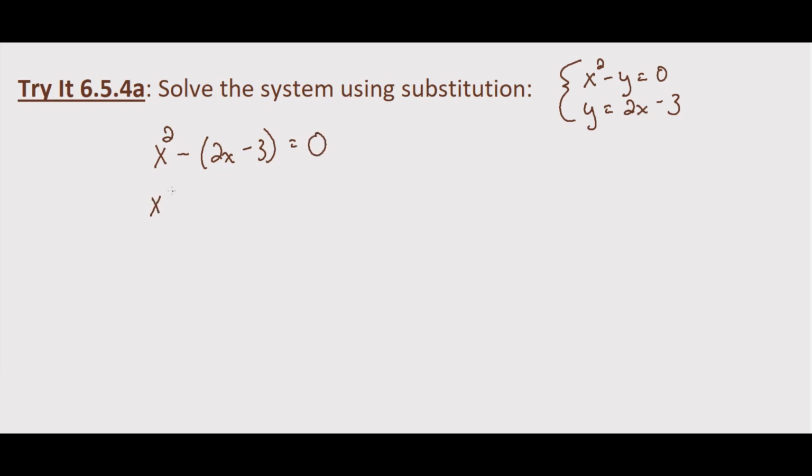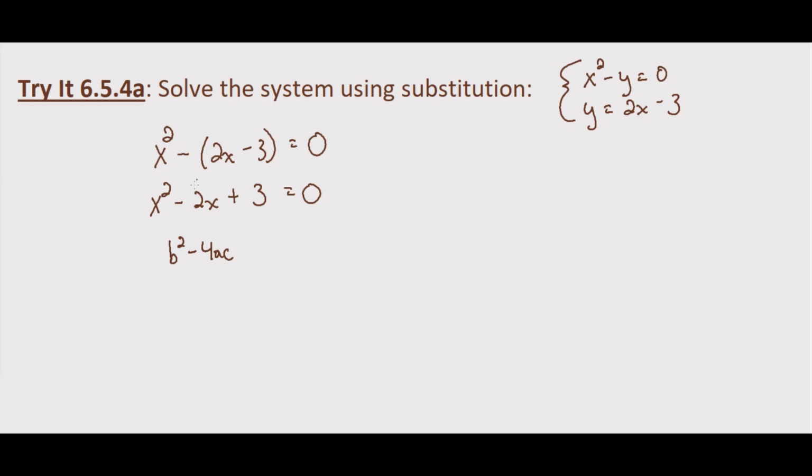So simplifying, we have x squared minus 2x plus 3, because it's minus negative 3, equals 0. And now let's check the discriminant. B squared minus 4ac. Remember, if that's greater than 0, there are two distinct solutions. If it's equal to 0, then that means that there's only one solution. And if it's less than 0, that means that there is no solution.